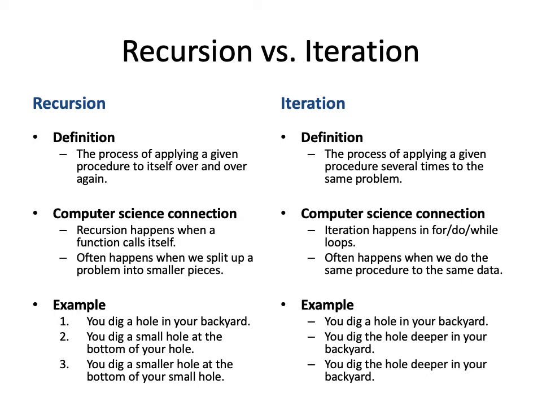An example of iteration would be you dig a hole in your backyard, so same starting place, but now instead of digging a smaller hole at the bottom of your hole each time, you just dig the hole a little deeper. Dig a foot deeper, dig a foot deeper, dig a foot deeper, and so on and so on. So they're similar, but they're a little bit different.